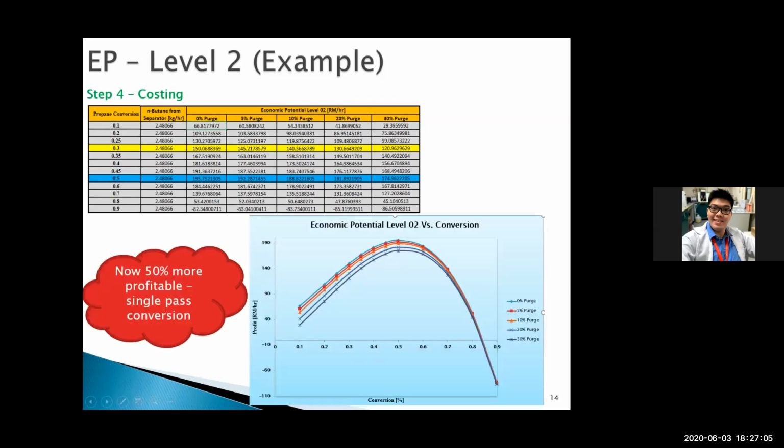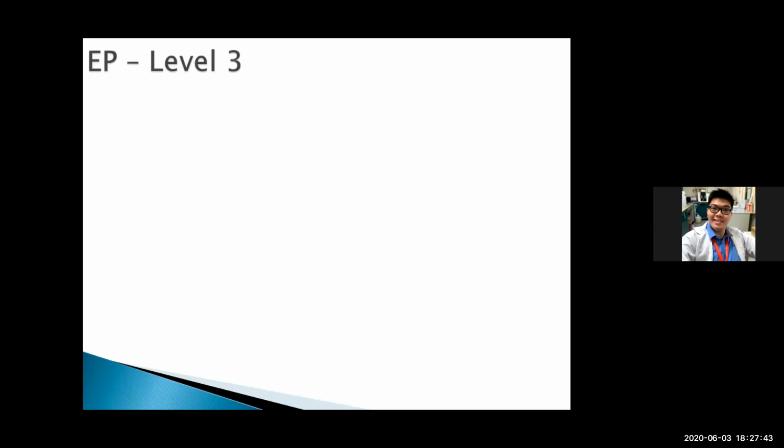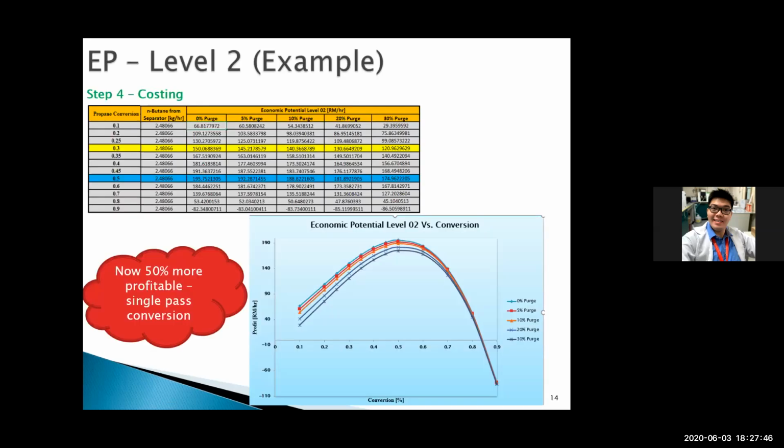And then you plot profit versus the conversion. Then you will have a parabolic curve, something like this. Based on this curve, we can see that 50% gives the highest profit in the current example. As you can see from the table, it gives 195.75 ringgit per hour. Now bear in mind that this is your single pass conversion, since we have not done any recycling yet. So for EP level 2, we stop here.